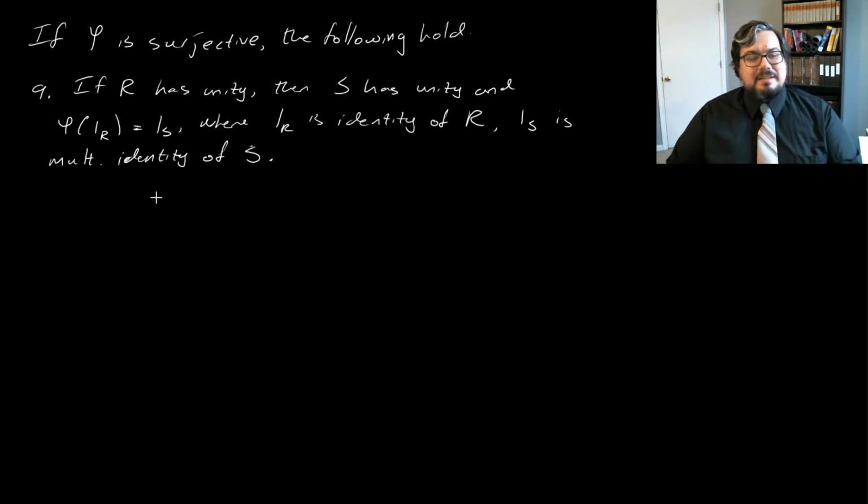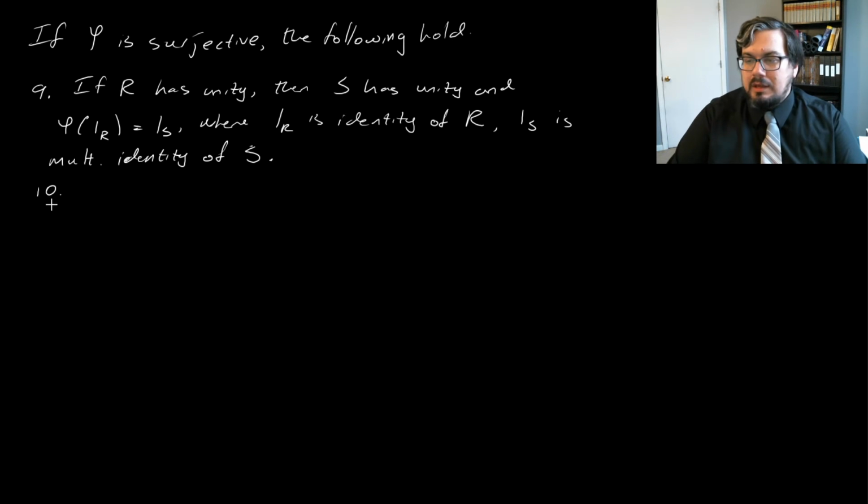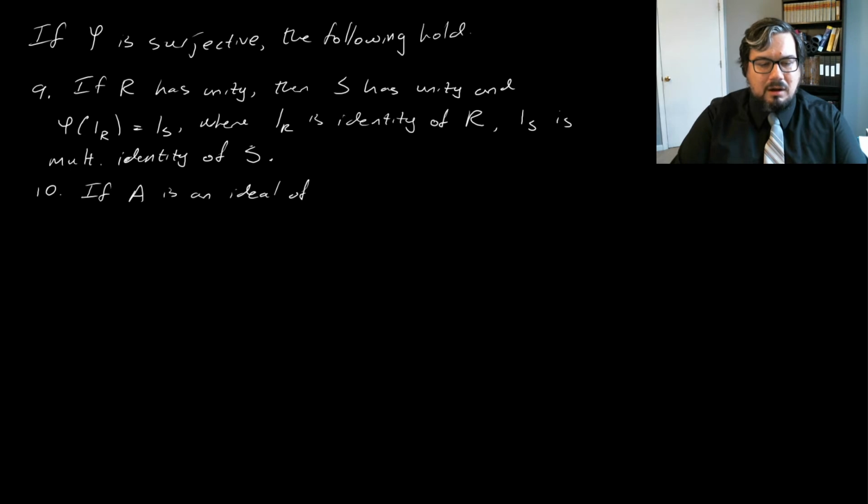So if phi is a surjective homomorphism, and R is a ring with unity, then not only does 0 go to 0, but 1 goes to 1. Homomorphisms have a lot of structure required. Number 10 says if A is an ideal of R, then phi of A is an ideal of S. So it doesn't necessarily hold if phi is not surjective, but it does if phi is surjective.